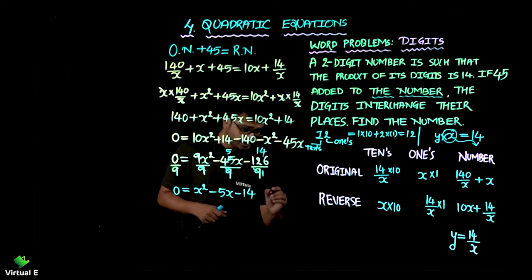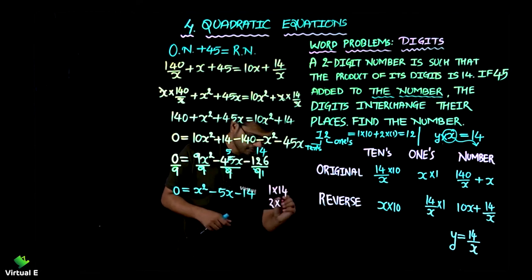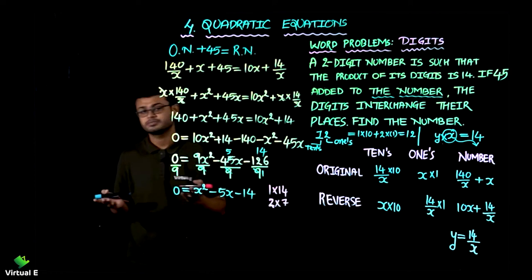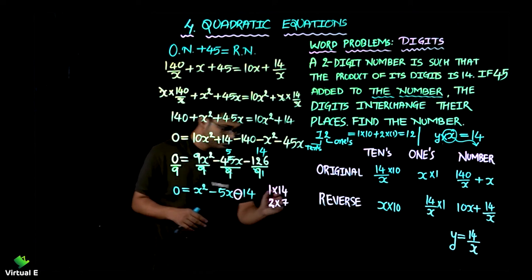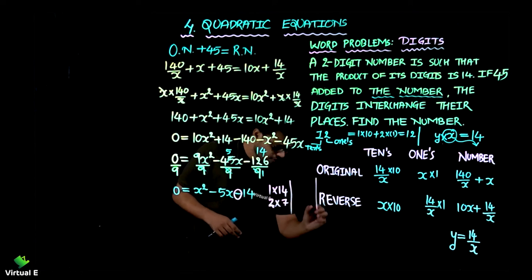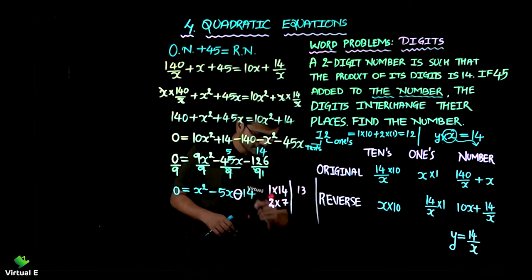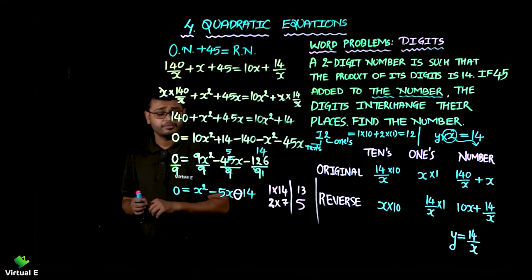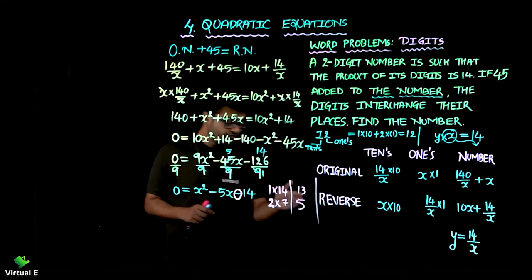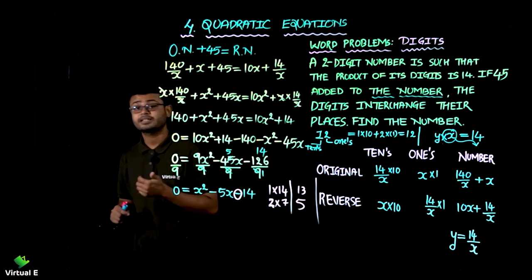So factors of 14: 1 and 14 are, and 2 and 7 are. It is 2 and 7, two factors. Now see the sign of the constant, which is negative. I need to subtract. So if I subtract 14 minus 1, that is 13. If I subtract 7 minus 2, that will be 5. So see the middle term, 5 over here and 5 also here. So we can do factorization.